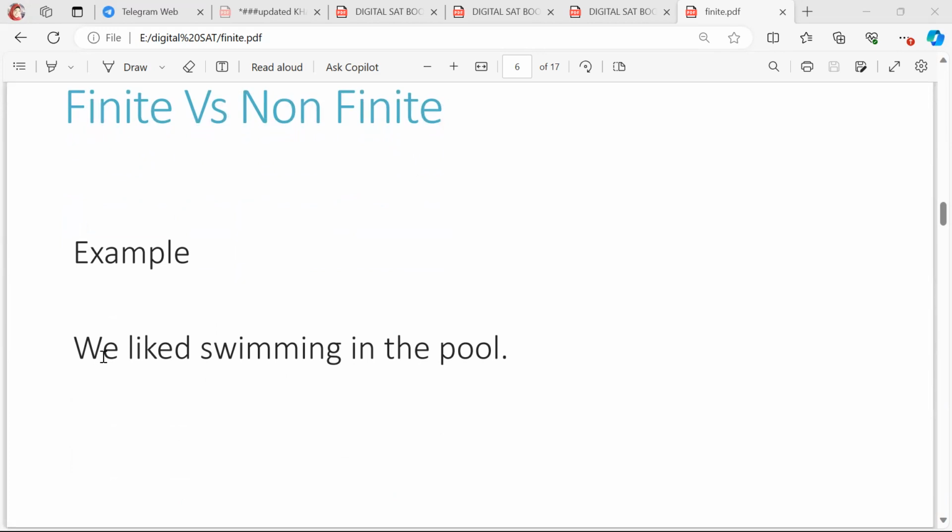So once again, we liked swimming in the pool. Here, I changed like to liked to refer to the past tense. However, swimming remained the same. So liked is a finite verb because it shows a tense. Swimming is non-finite because it doesn't change and doesn't show any tense.